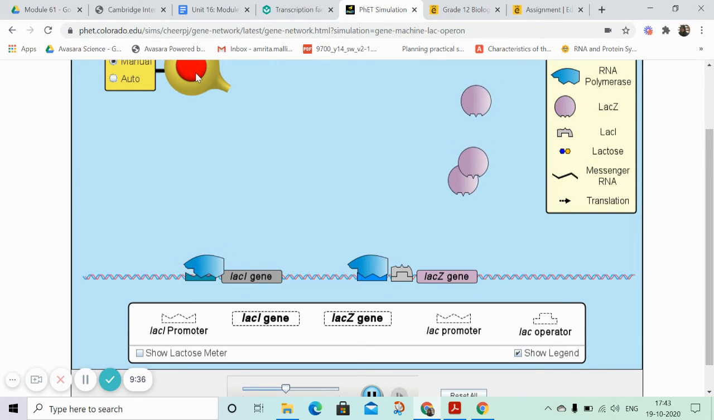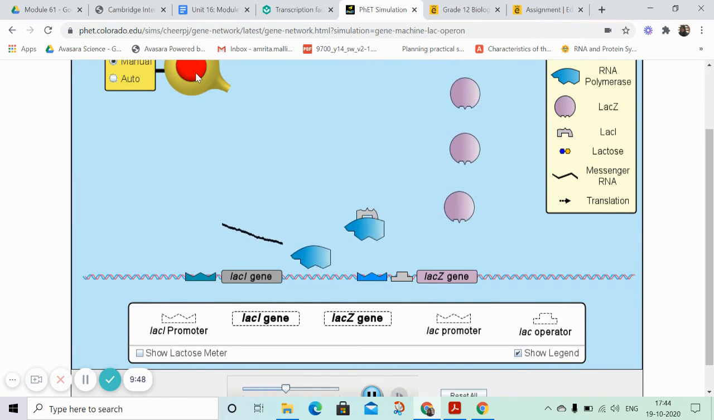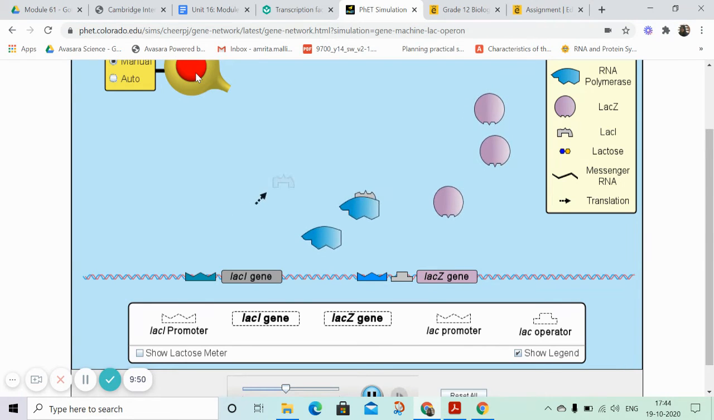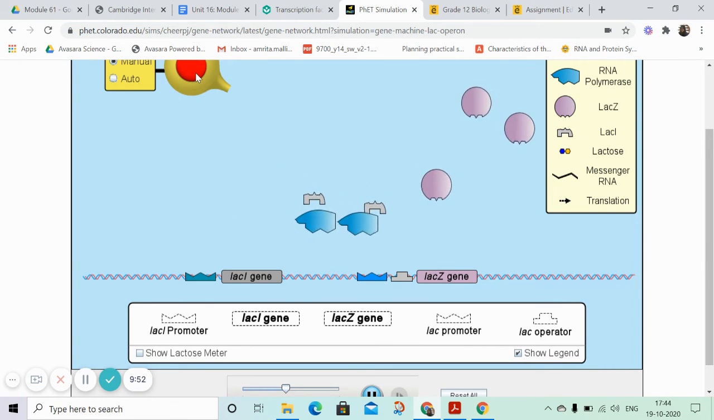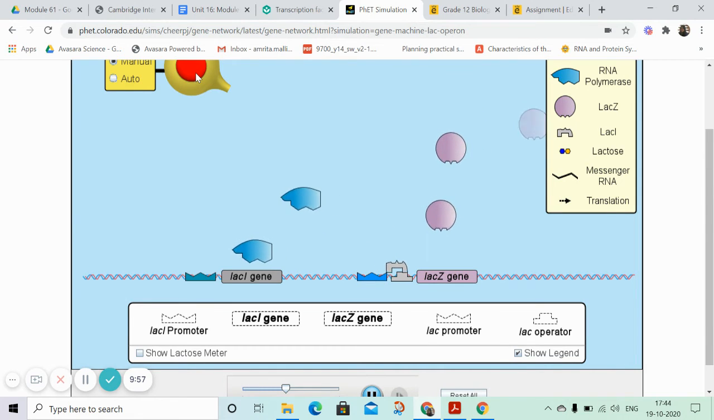Note all the lactose has been hydrolyzed by the beta-galactosidase enzyme. So what is now leading to blocking of this LAC-Z transcription? Pause the video, write your answer. Thank you for pausing. I will now move to the last question.